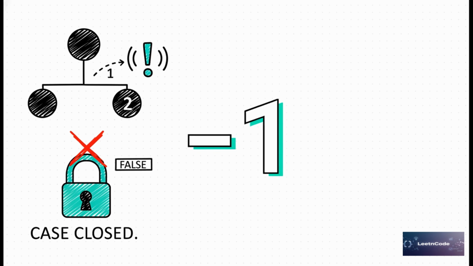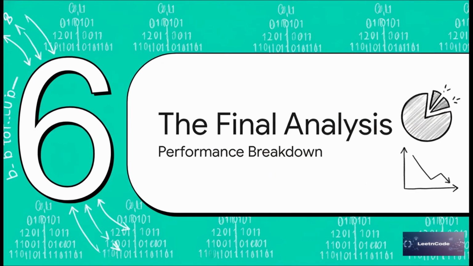So what does node 2 do now? It doesn't even bother calculating its own height. Why would it? It immediately sounds the alarm. It returns -1 to its parent, which is the root node. The root sees that -1, knows the game is up, and the whole function can immediately return false. Case closed.